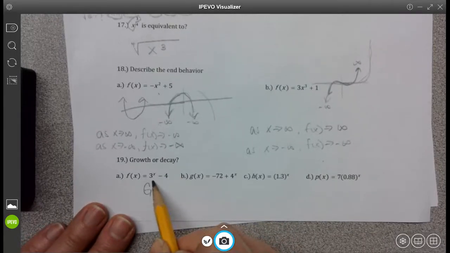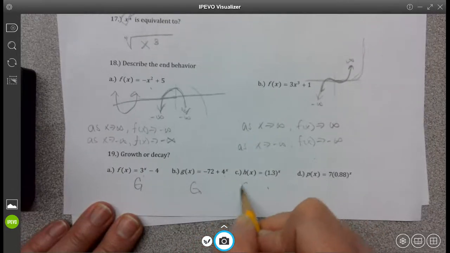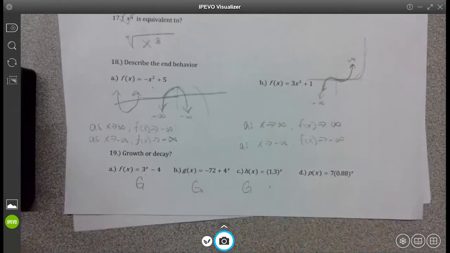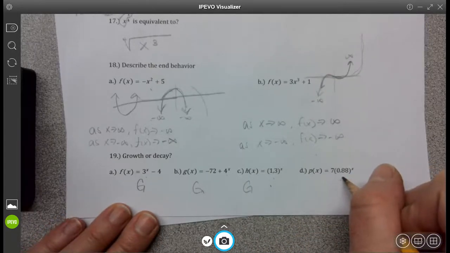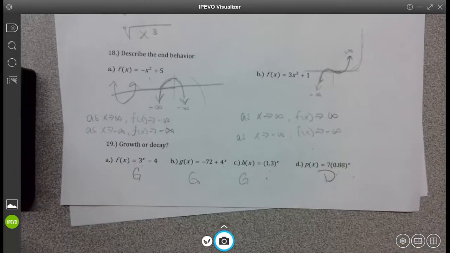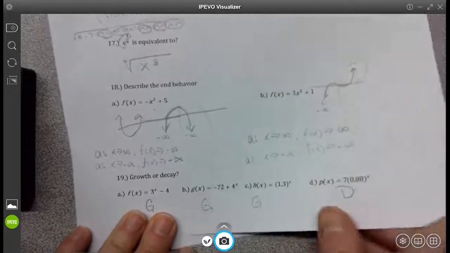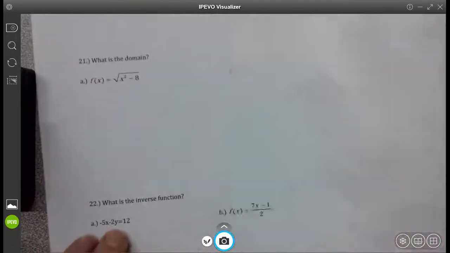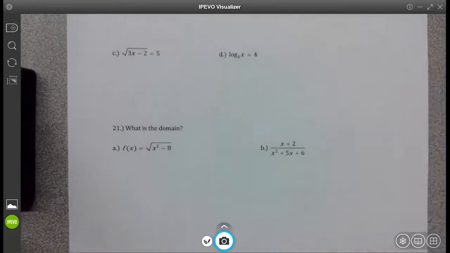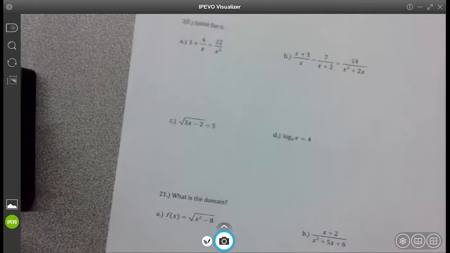Growth, this is 300%. Growth, that's 400%. Growth, 1.3, okay, which actually is a 30% growth. Here, 88% remains, so it was a 12% decay. You don't have to say that, but I'm just trying to explain it to you. If it's greater than 1, it's over 100%, which means it's growing. Okay, that was first page. All right.